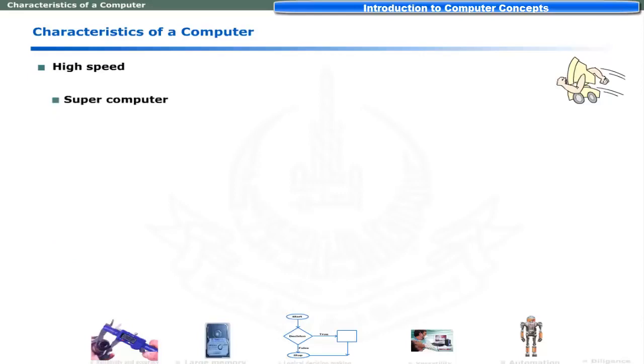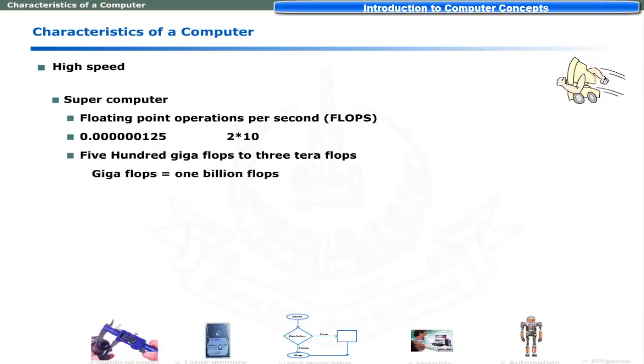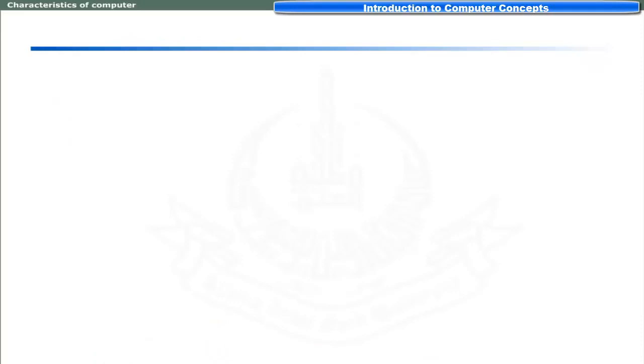The speed of a supercomputer is measured in terms of floating point operations per second. Floating point numbers include very small or very large numbers. Supercomputers operate at a speed of 500 gigaflops to 3 teraflops. A gigaflop is 1 billion flops and a teraflop.